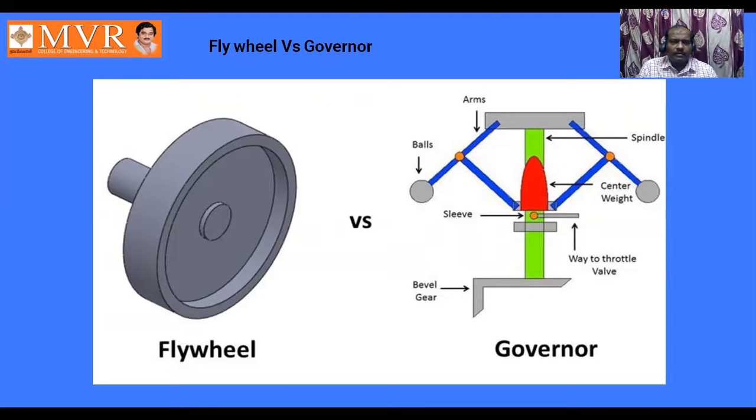Next, compared to a flywheel, a governor is going to have less mass. Lubrication maintenance is needed for a governor. For a flywheel, very little maintenance is sufficient. So these are the construction side differences.